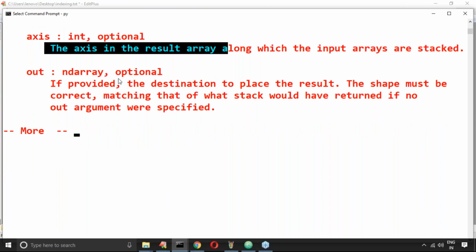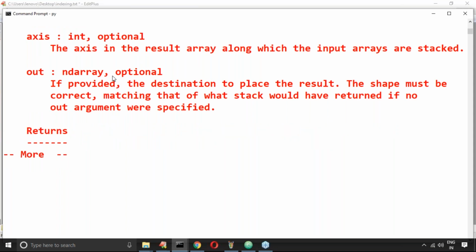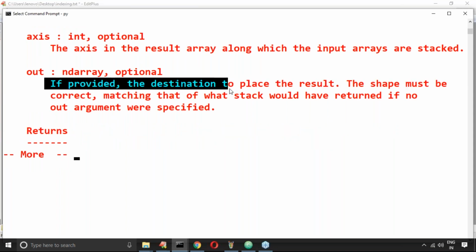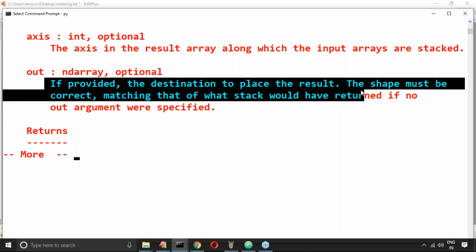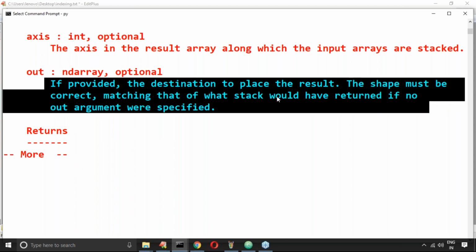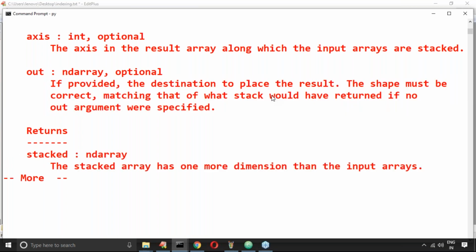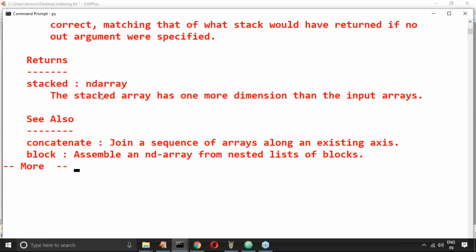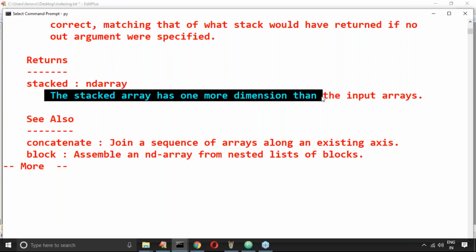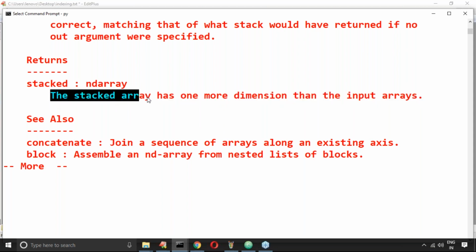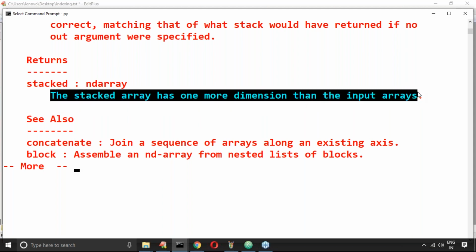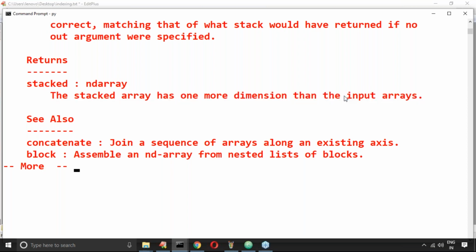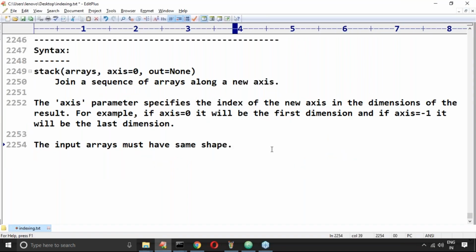Next, the output is an ndarray. If provided, the destination to place the result must have the correct shape, matching what stack would return if no arguments were specified. Now stack returns a stacked ndarray. The stacked array has one more dimension. It is very important, right? The resultant stacked array has one more dimension.